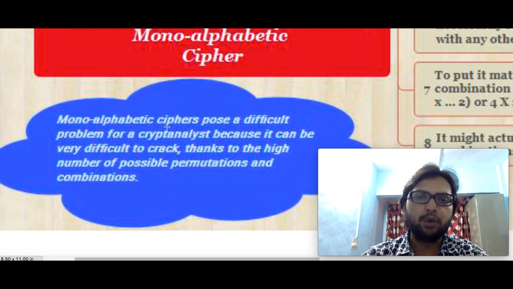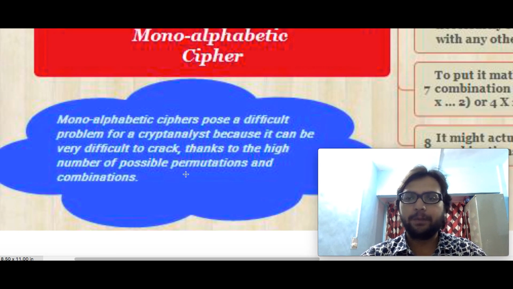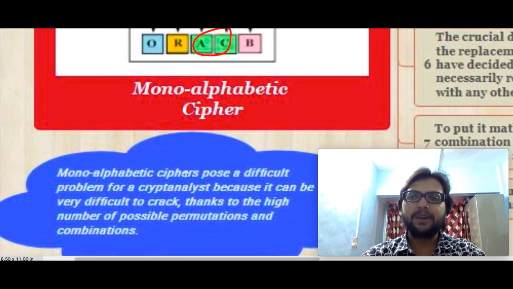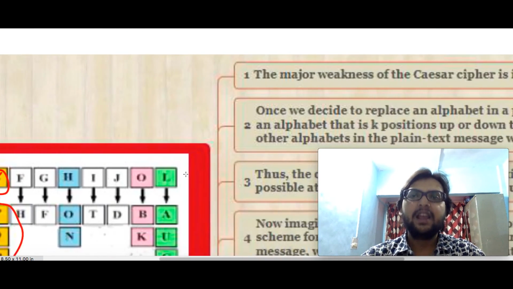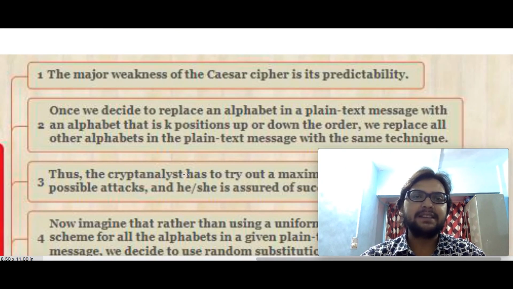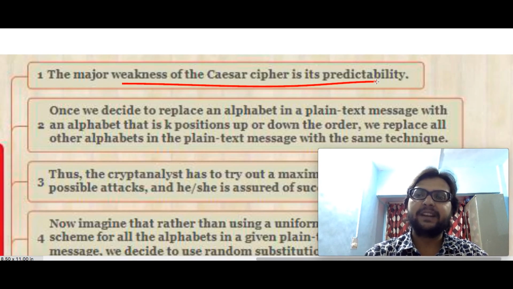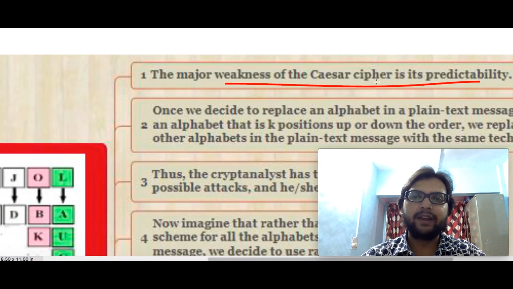As you can see, the Monoalphabetic Cipher poses a difficult problem for cryptanalysts because it can be very difficult to crack, thanks to the high number of possible permutations and combinations. So we use the permutation and combination mathematical technique here while encrypting as well as decrypting our message. The major weakness of the previous two algorithms was their predictability. Why can one predict it?